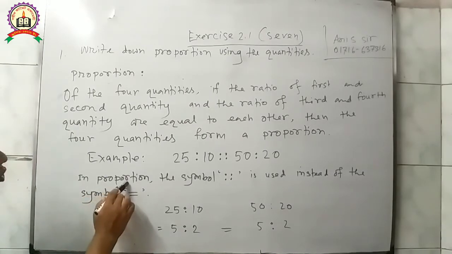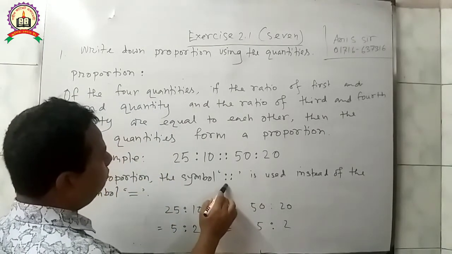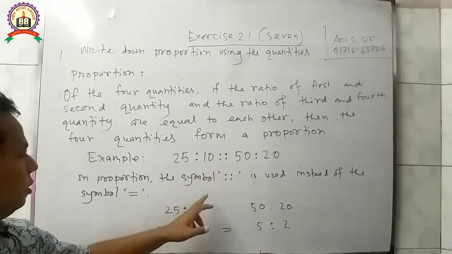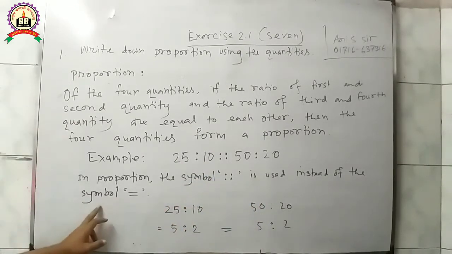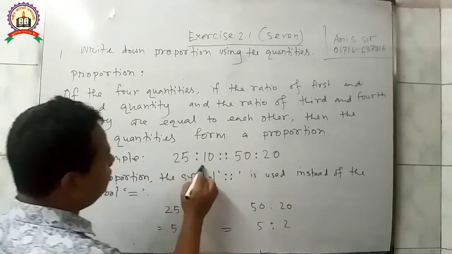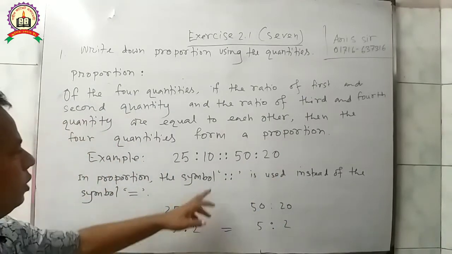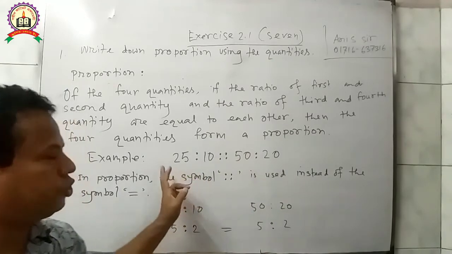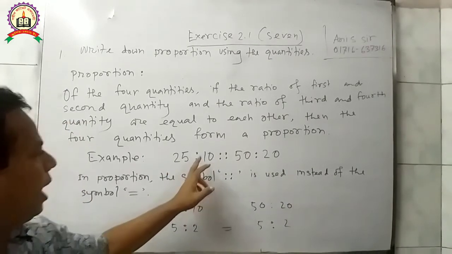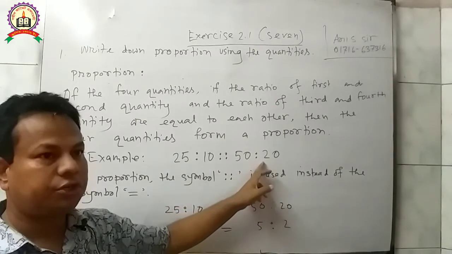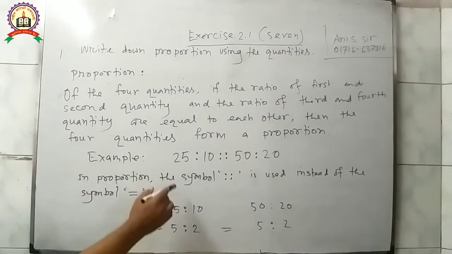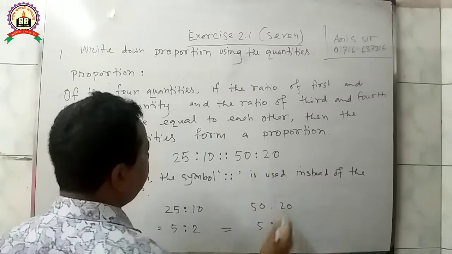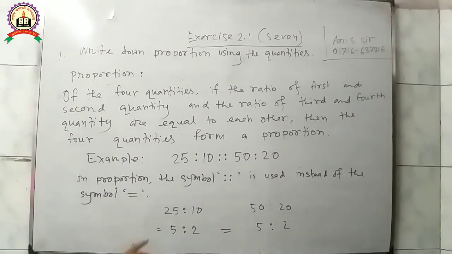Note, in proportion, this symbol is used instead of the symbol equal. That means this is the first ratio and this is the second ratio, and this is the proportion. It is a proportion because there are four quantities, and the first ratio, 25 is to 10, and the second ratio, 50 is to 20, are equal to each other.